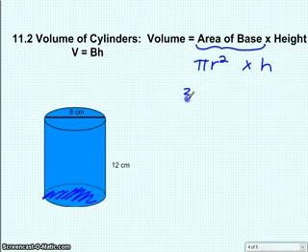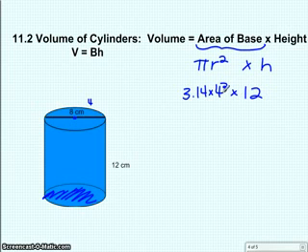So pi is 3.14. Now the r in this formula is for the radius. Well, this is not a radius I have here. This is a diameter. So I need to remember that each side of this is a radius, so half of it is 4. So I'm going to plug in a 4 and square it, and then multiply it times the height of the whole cylinder, which is 12.